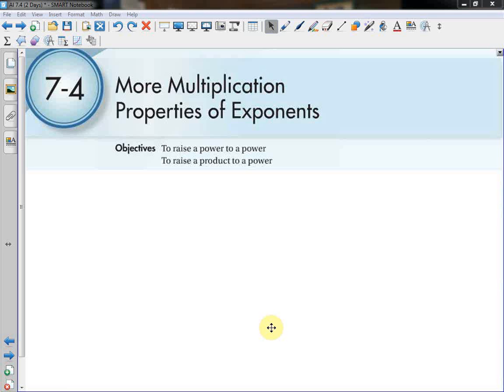Today's lesson is Algebra 1, lesson 7.4, and this is 7.4 part 2, which is more multiplication properties of exponents. So we talked about some in the previous lesson, now we're going to continue on it.